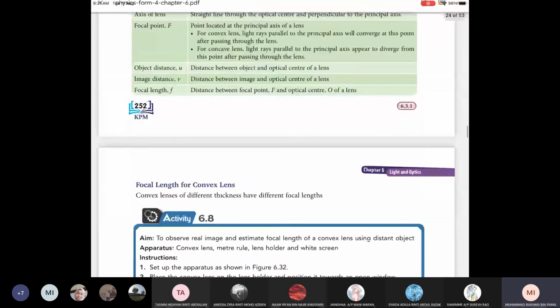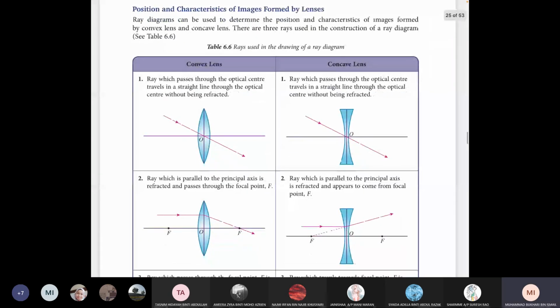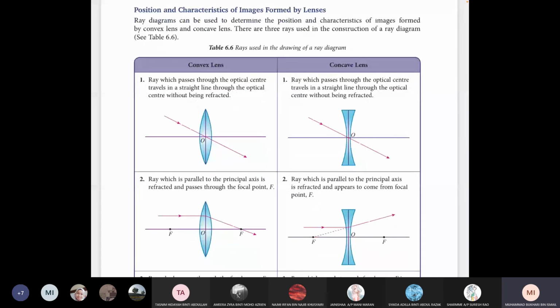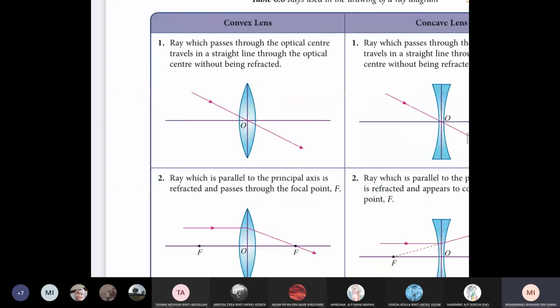Okay, you can read that one yourself. We are going to learn about the rules of convex lens. We have three rules. Focus on this one first. You can see light. This is the first rule. Remember, this is the first rule.